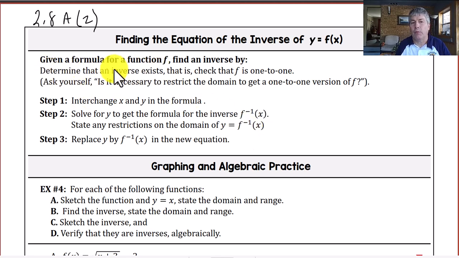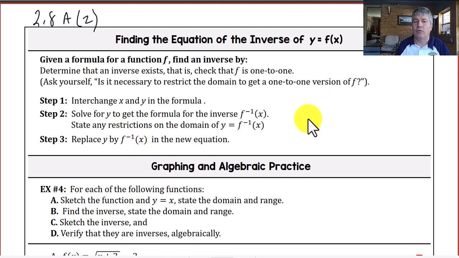First, though, before we even start, I kind of skipped that. Determine that an inverse will exist. That is, check to see if it's 1-to-1. And then in step 3, the final step is just to put it back in function notation. So your y now would become f inverse of x in the equation.